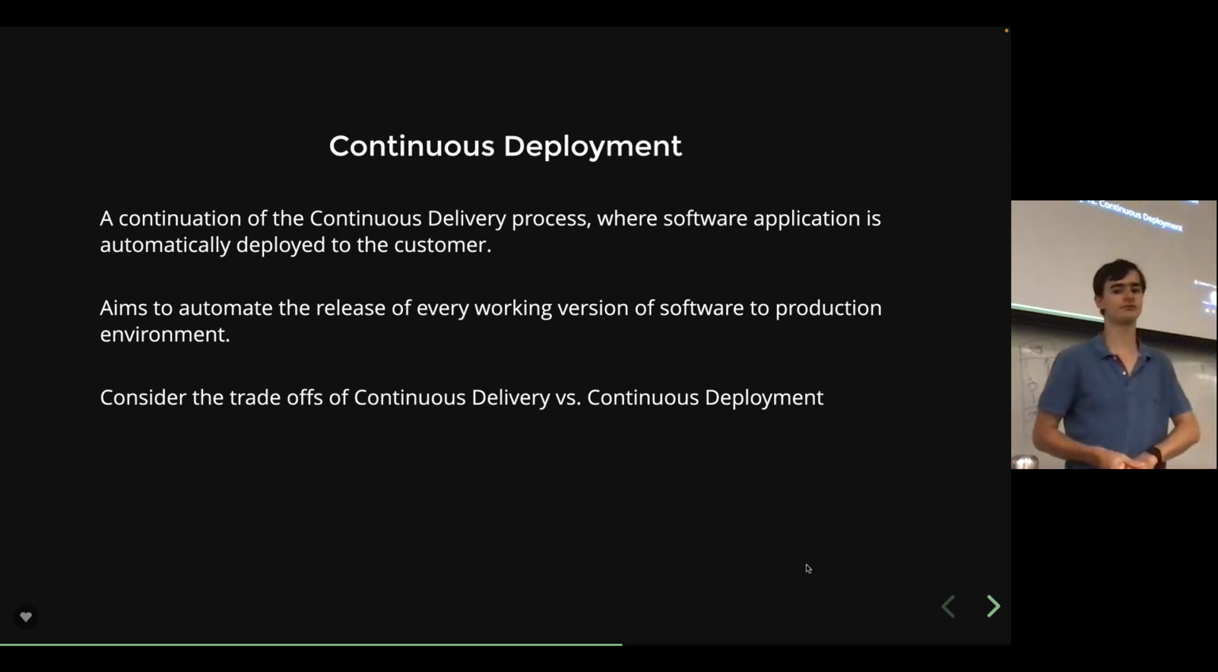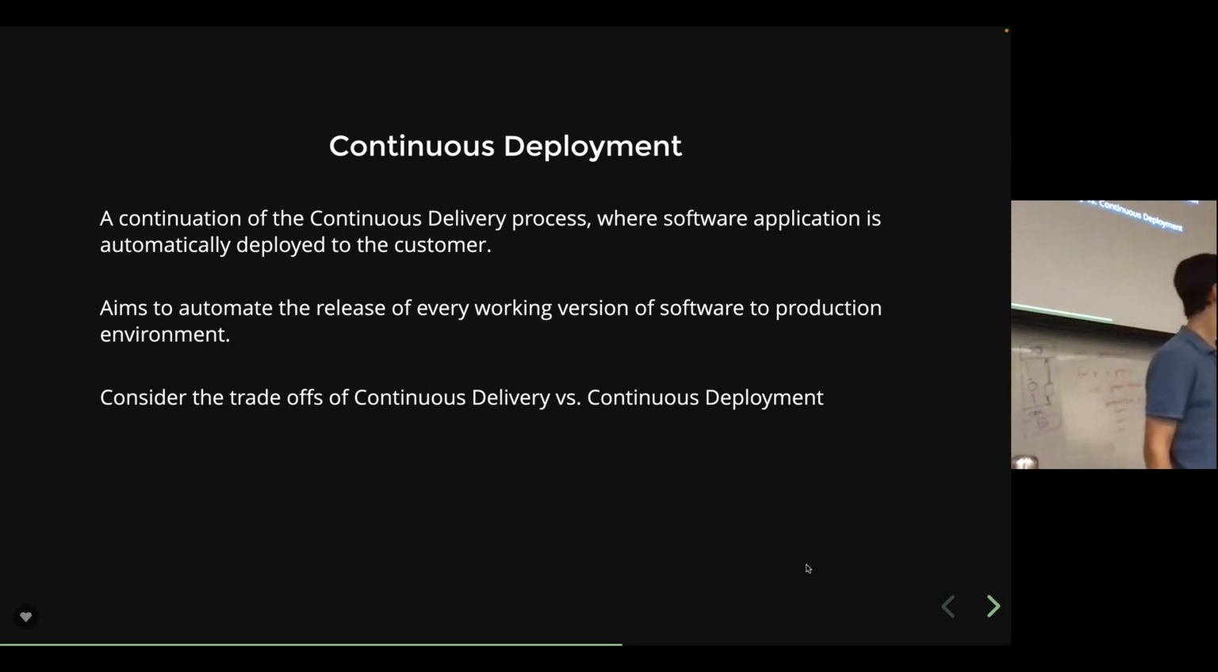And it aims to automate the release of every working version of software to the production environment. What do you think some of the trade-offs are of these two? Because you could pick one or the other, right? In any setting. Yes. Yeah, that's a really good point. So there's more risk in the sense that if you make a bad change, you don't have anyone sitting there, waiting to pull the trigger, that can say, no, wait, let's delay this release. It just gets rolled out automatically. Yep.